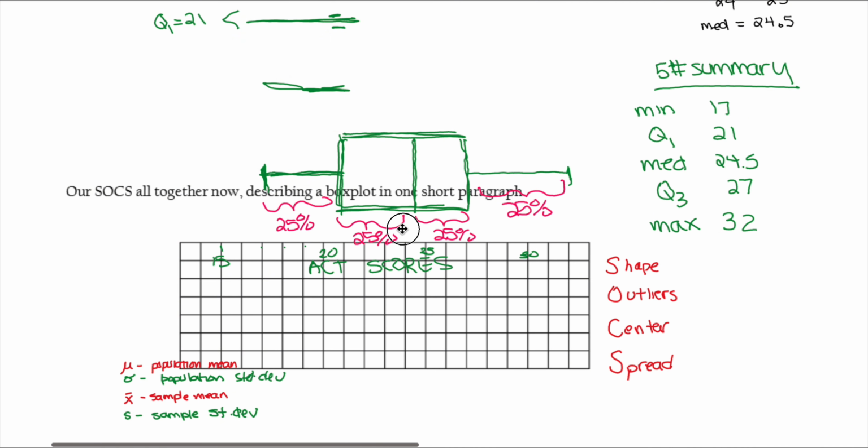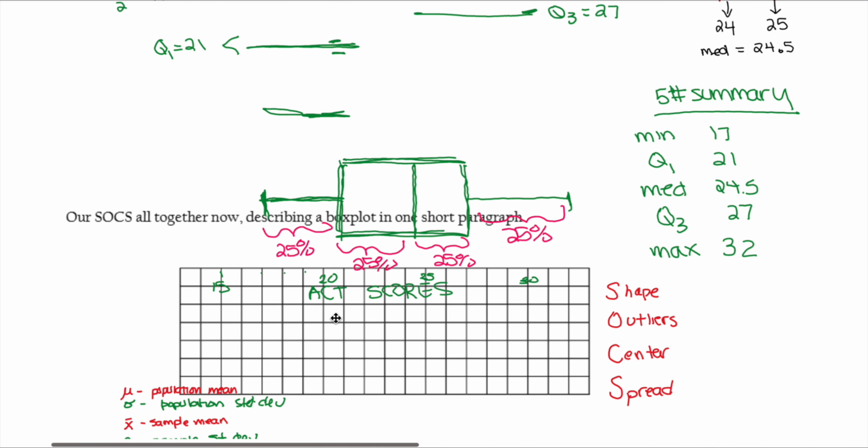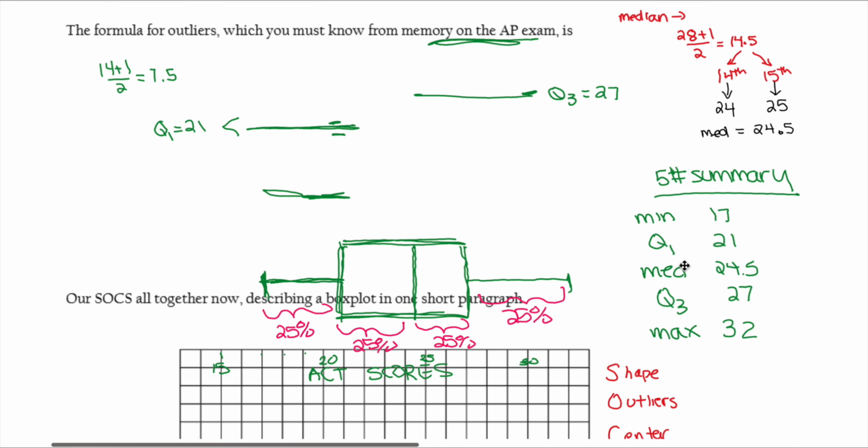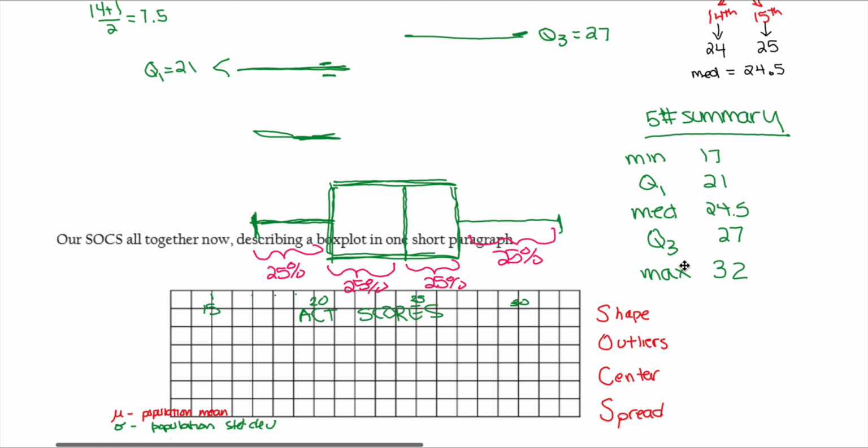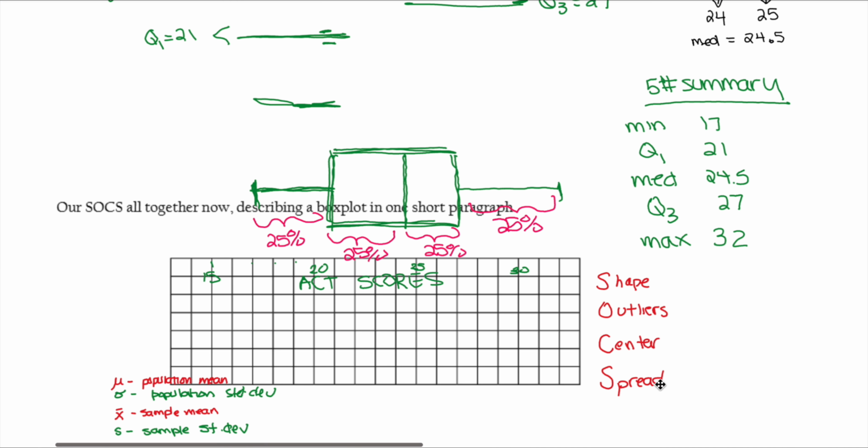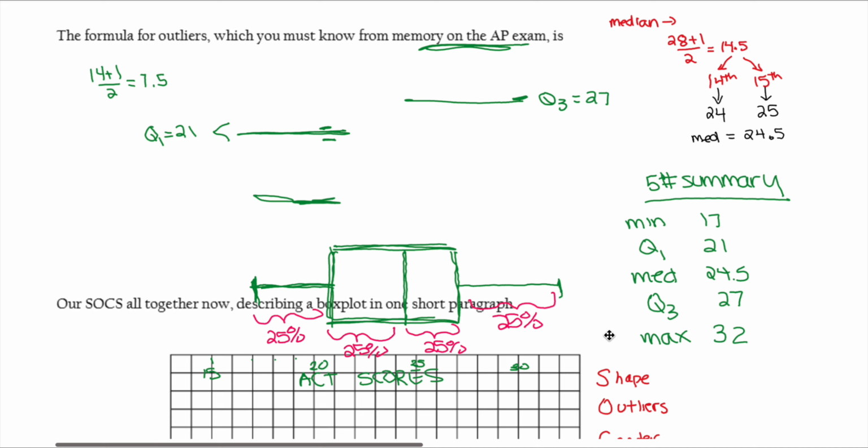Yeah, so I can't really change anything from here. But recall from what we learned previously, SOCS: shape, outlier, center, and spread. So in here, we will introduce the five number summary. It's basically the thing that I talked about before: the minimum, Q1, median, Q3, and maximum.